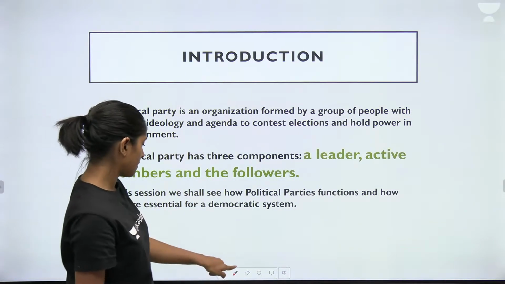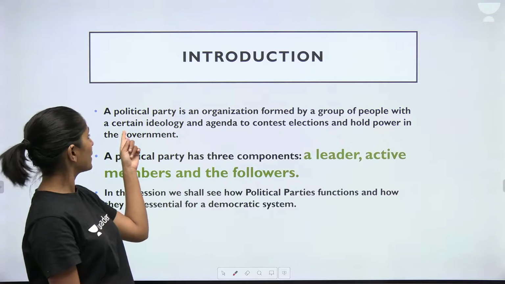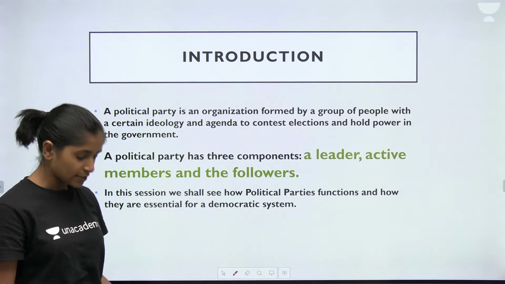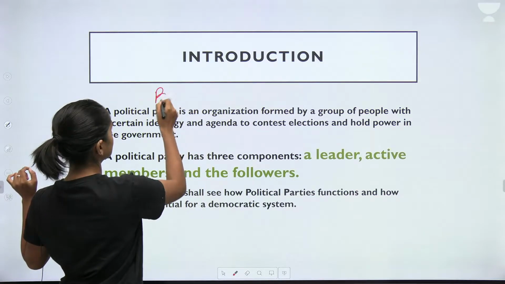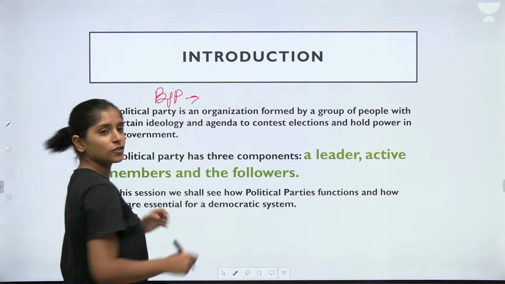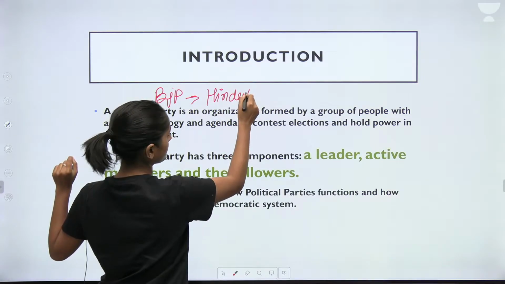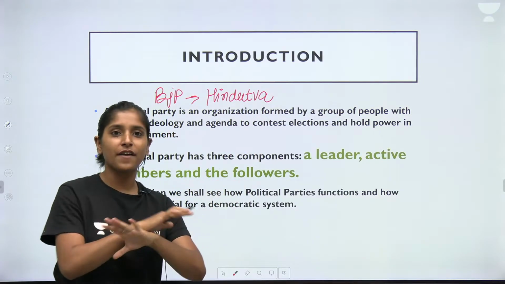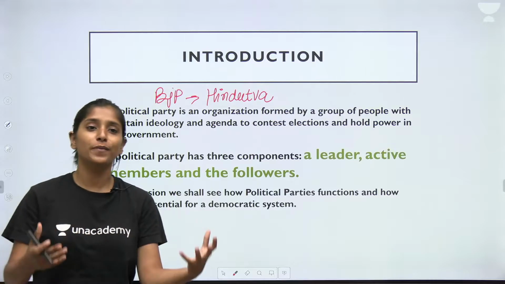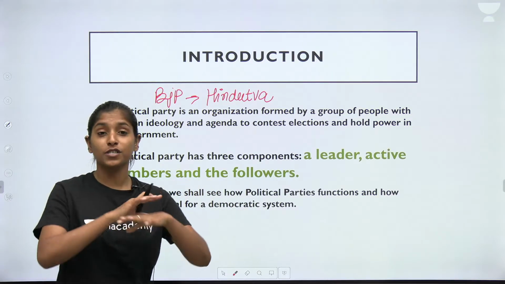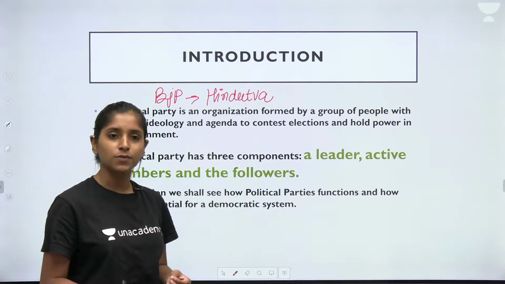A political party is an organization formed by a group of people with a certain ideology. Guys, certain means that it has to be something very fixed. Now if we talk about BJP, one thing is very sure: they follow Hindutva. This is something everyone knows. This is their ideology. They follow cultural integration, humanism, Hindutva. So this is their ideology, which is very certain, very clear. Similarly, there are many other parties which have their own ideology.